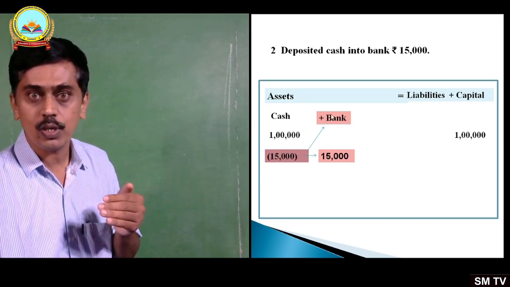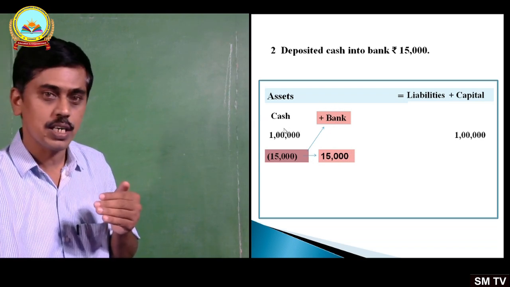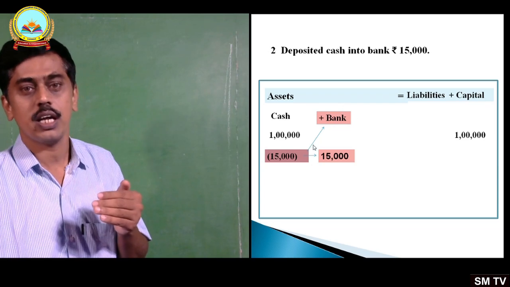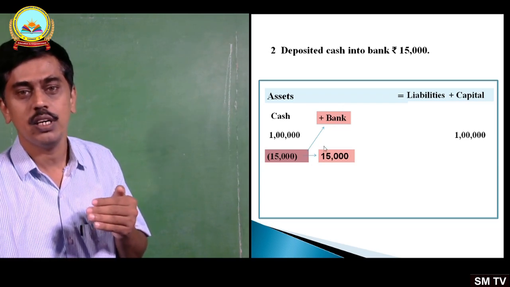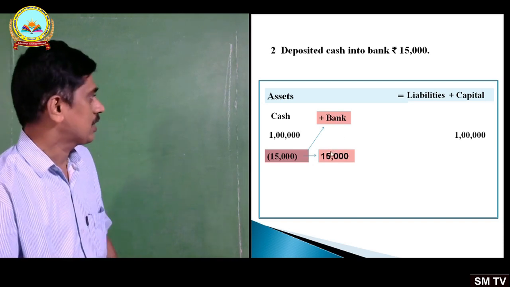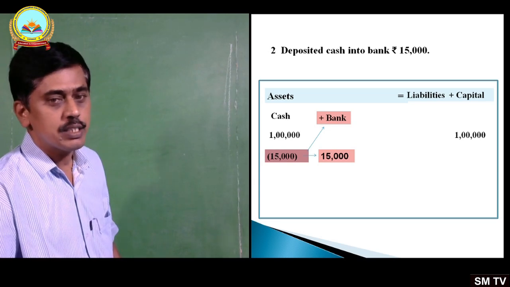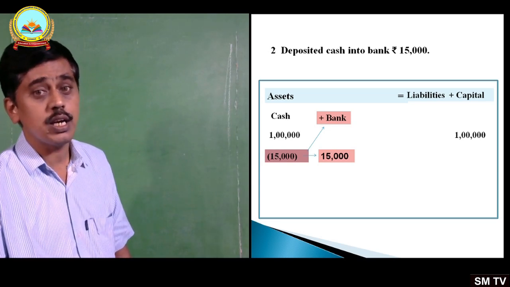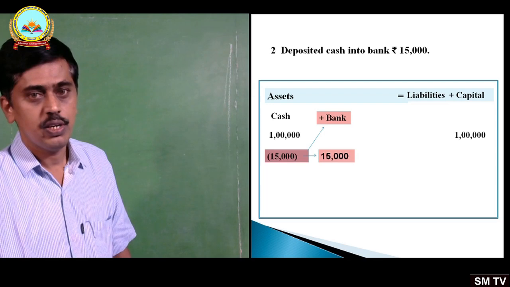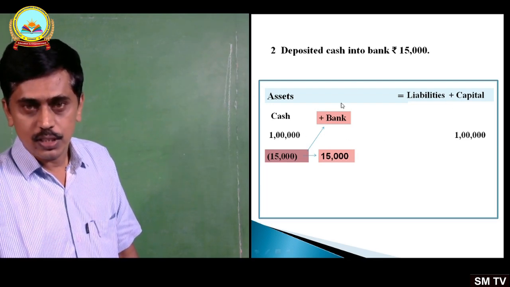Earlier, the bank balance was not there because he had just started. Now he has opened a bank account, so he kept rupees 15,000 in the bank. And now let's see the effect of this transaction.